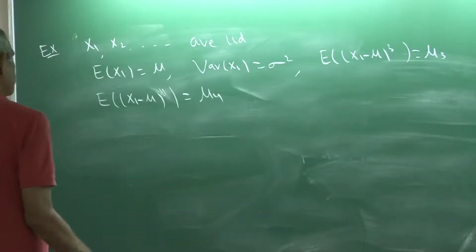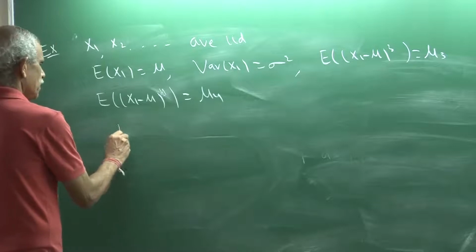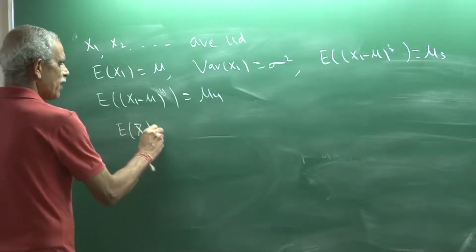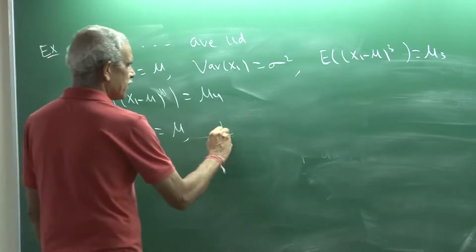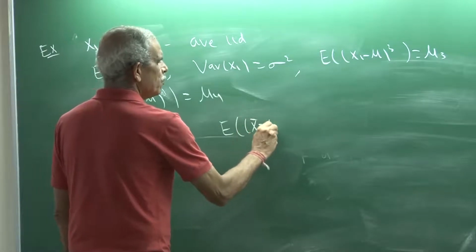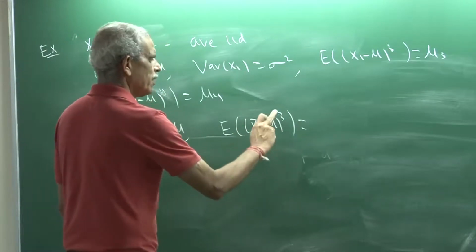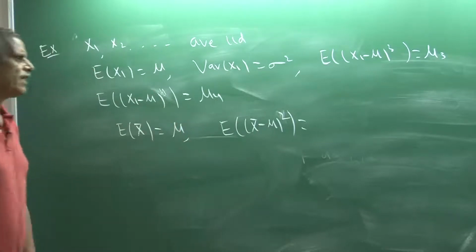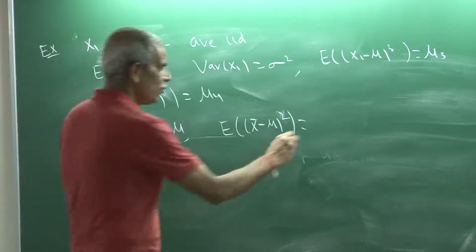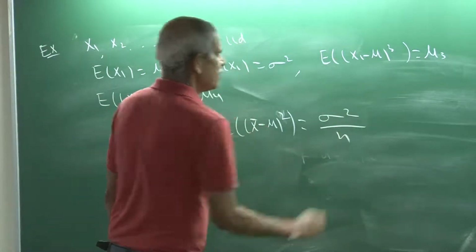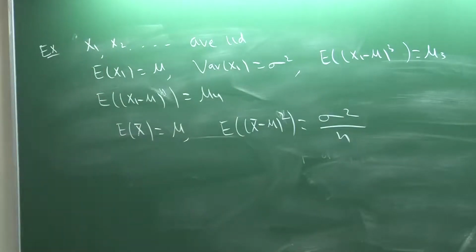I need to find out, of course, the expected value of x bar, which you know is mu. The expected value of (x bar minus mu) whole square is nothing but the variance of x bar, which you already know from your earlier courses is sigma square by n. I would like to get an expression for the expected value of (x bar minus mu) whole cube.